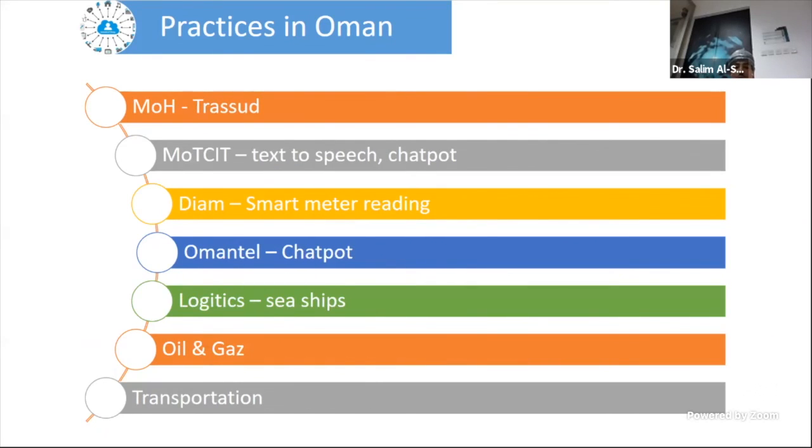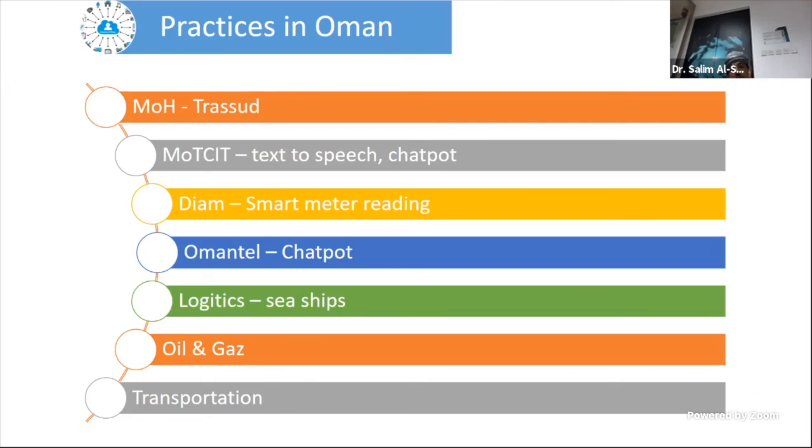What else? The Ministry of Health. You know about the Tarassud application for COVID. They used it for COVID-19. They register all the information in this application once someone does a PCR. People who are coming in, or suspected of being infected by COVID, wear a bracelet, and it will send an alert by Bluetooth if they come close to any uninfected person.